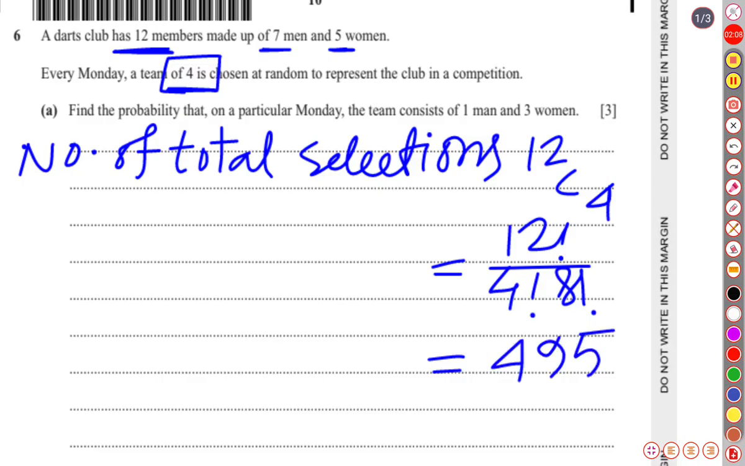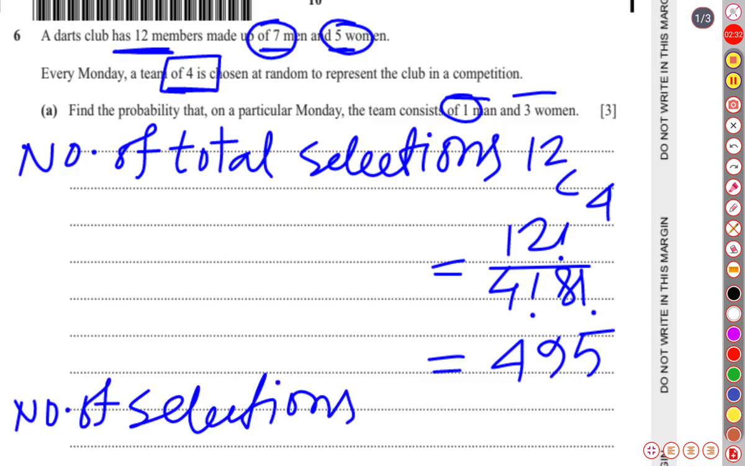Then they have told us to find the probability when the team consists of 1 man and 3 women. So the total number of men is 7. Out of 7, we will choose only 1. And out of 5 women, we will choose only 3 women. So let us write number of selections.